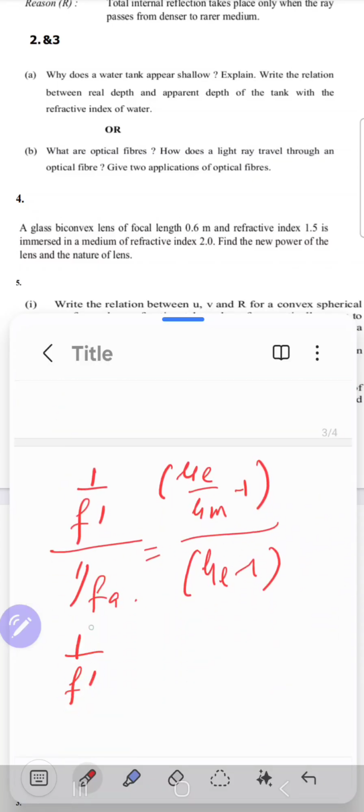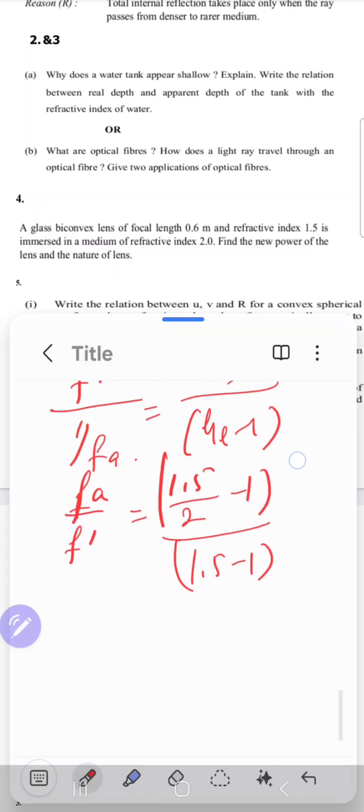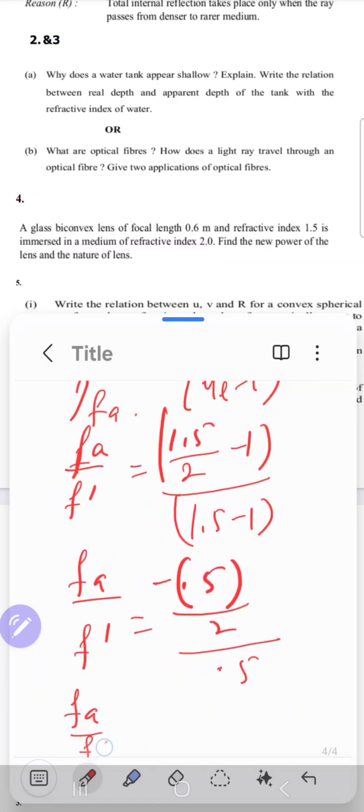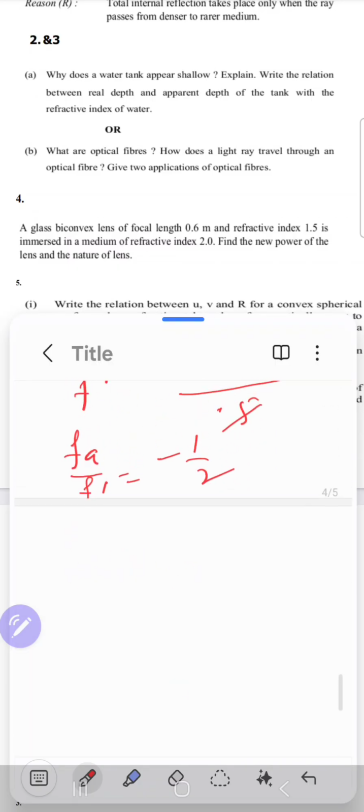1 over F dash we have to calculate. Here you would get FA over F dash equals mu L over mu M minus 1 ... Lens is 1.5. This is 2 minus 1, 1.5 minus 1. This would be 1.5 minus 2, 0.5 with the negative sign over 2, and this would be 0.5. So here FA over F dash is 0.5 is cancelled, minus 1 by 2. Or in other words, we can say that F dash is 2 times FA with the negative sign.